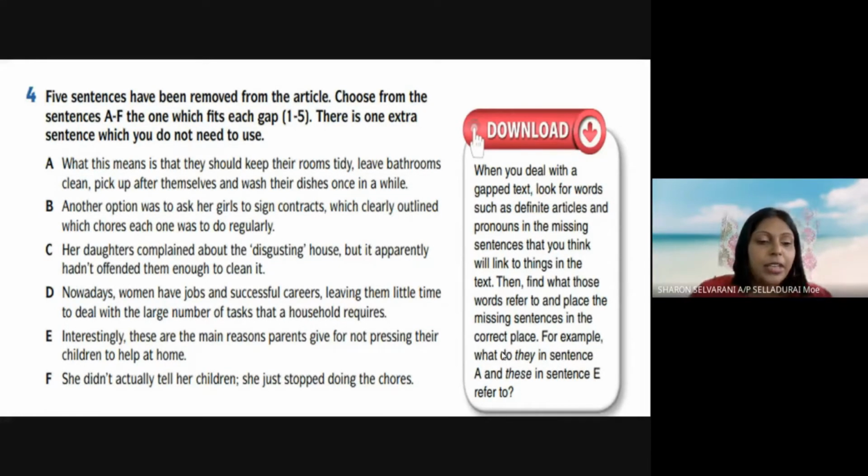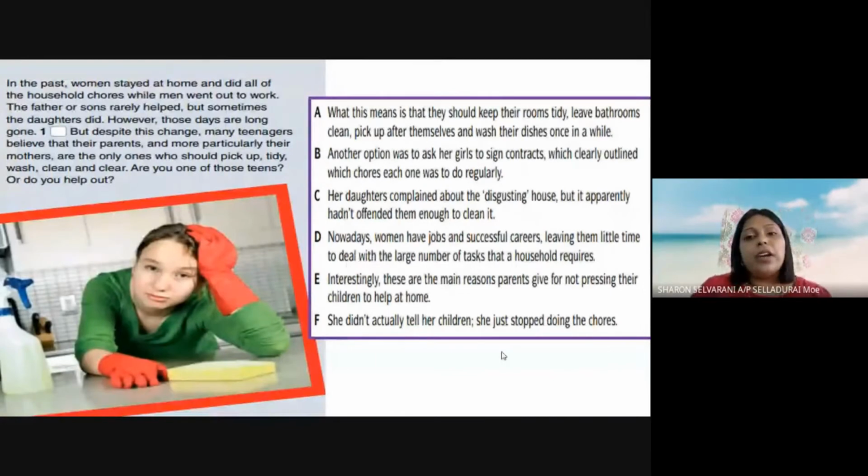And D, nowadays, women have jobs and successful careers, leaving them little time to deal with the large number of tasks that a household requires. And E, interestingly, these are the main reasons parents give for not pressing their children to help at home. And F, she didn't actually tell her children. She just stopped doing the chores. Okay, so these sentences are going to be used to fill in those gaps. All right, so this is paragraph 1.